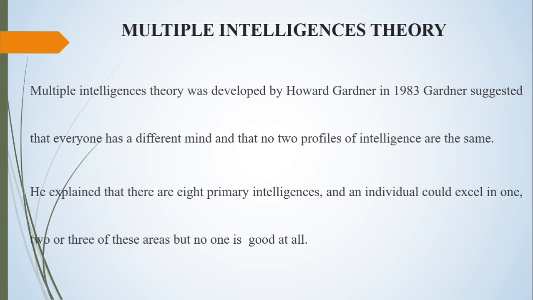Let's talk about the multiple intelligence theory. Actually, this theory was developed by Dr. Howard Gardner, and he suggested that everyone has a different mind and that no two profiles of intelligence are the same. He also explained that there are 8 primary intelligences, and an individual could excel in 1 or 2 or 3 of these areas, but no one is good at all.